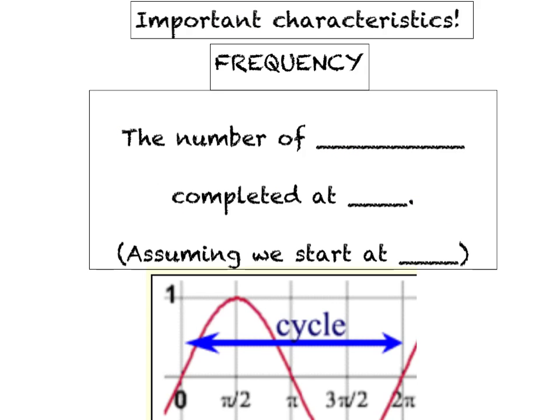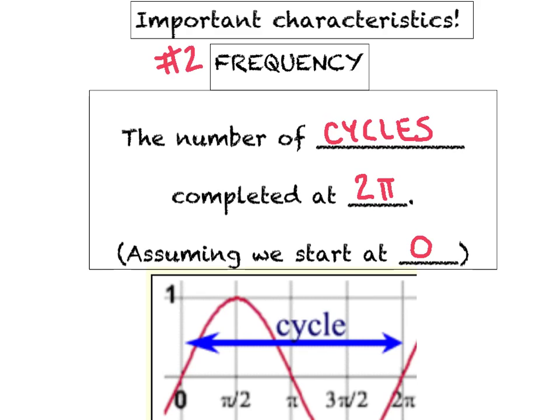All right, mega property number 2 is what we call the frequency of a sine curve. Basically, this is the number of cycles completed at 2 pi, assuming that we started counting the cycles when x equals 0. So it's the number of cycles completed at 2 pi. Again, hit the pause button and make sure we get these definitions completely written down in our notebook. No shortcuts here.